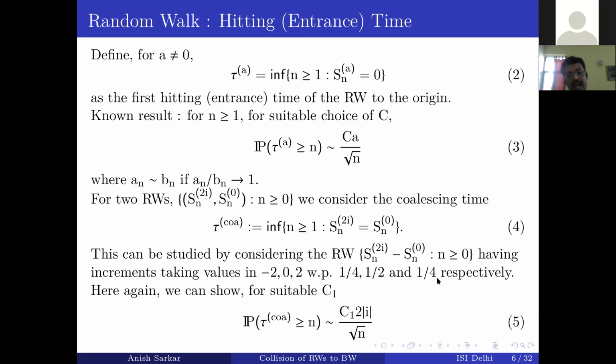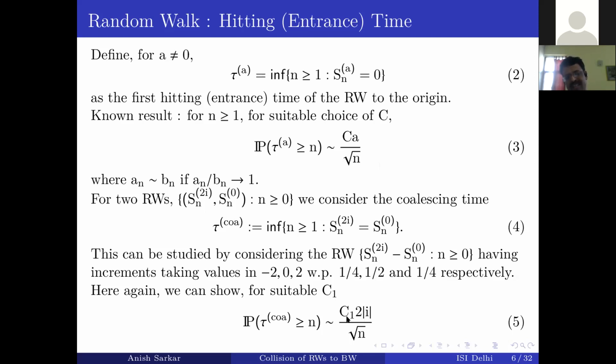Okay. And again, essentially the same logic applies to show that the coalescing time tail would behave like a constant times, again the starting distance here is 2i. Since I have not said i to be plus 1 or minus 1, here also I should have said this is the absolute value. I somehow missed that. In the first day it should have been the absolute value of a, since a can be negative. So here also this is c1 times the absolute value of 2i times 10.